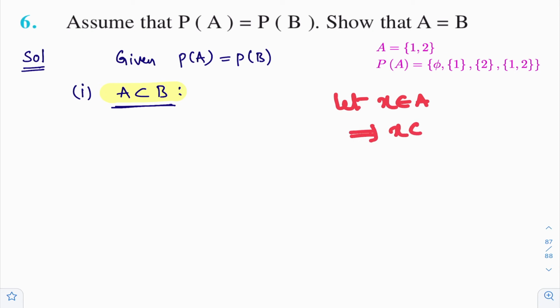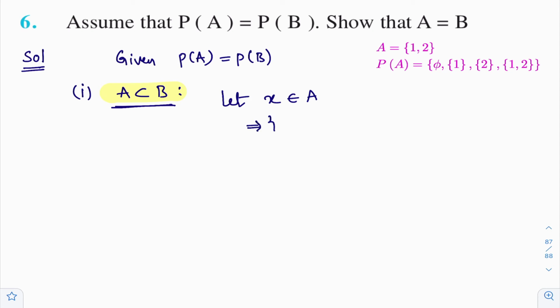At the end, if you get that X belongs to B, it tells you that all the elements present in set A are present in set B, then we can say that A is a subset of B. So to prove A is a subset of B, first I'll take one element randomly in set A. Let X belong to set A. If X belongs to set A, then definitely the singleton set {X} belongs to P of A. I hope you are understanding.